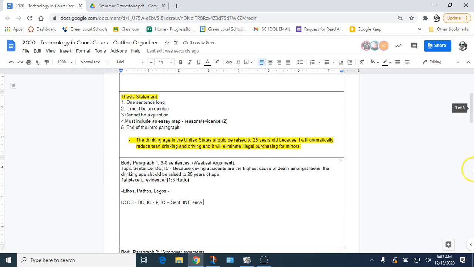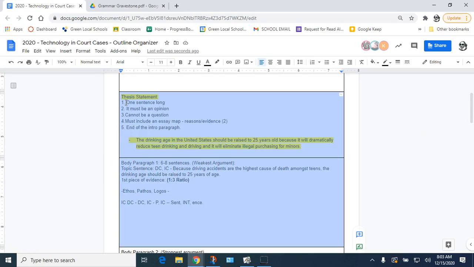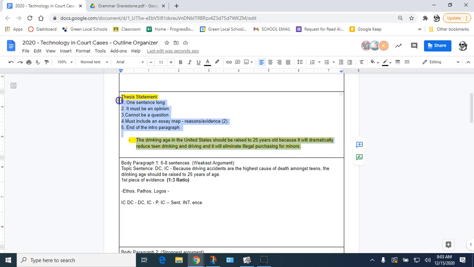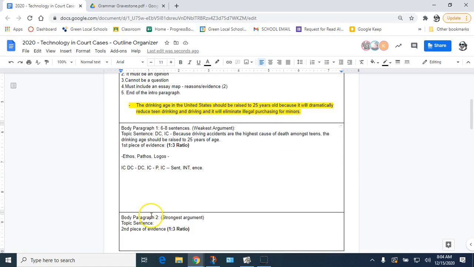So today, Tuesday, these are the 2 boxes that you need to have filled out. At the end of the day today, you will be on track if your thesis statement box looks like this, with your thesis statement here highlighted, and then your body paragraph has 6 to 8 sentences, right? You have a DC, comma, IC in your topic sentence, okay? I want you to use a quote from the article, okay? Your first piece of evidence. You don't have to use a quote, but I want you to, okay? Use a 1-to-3 ratio, diversify your sentences, proofread, okay?